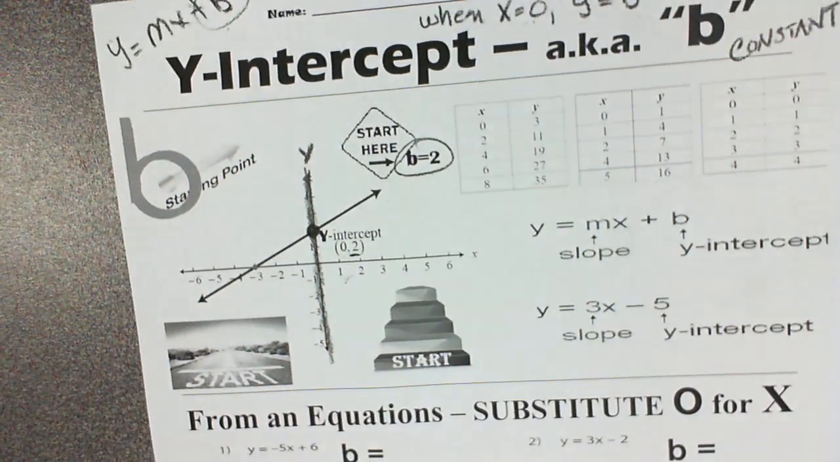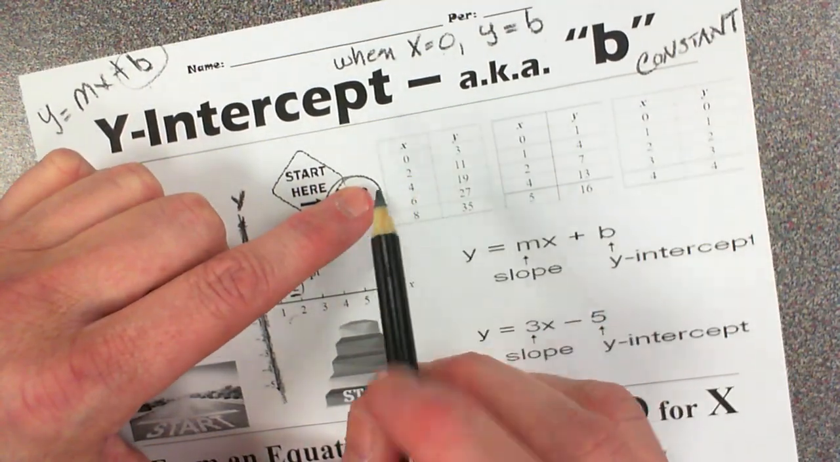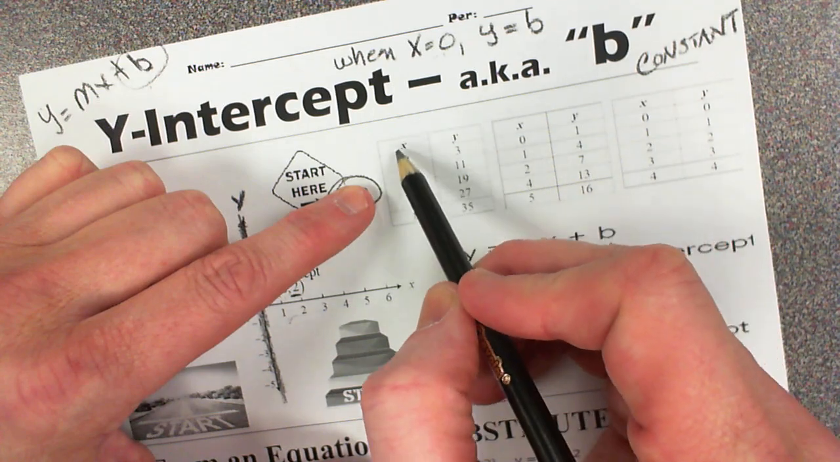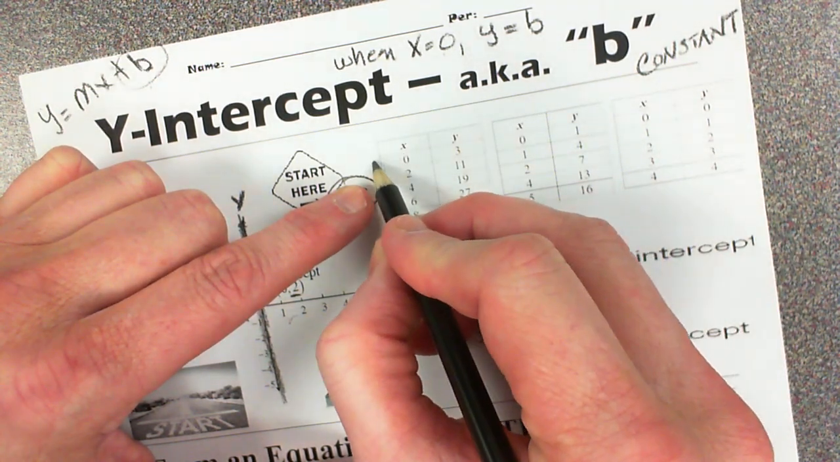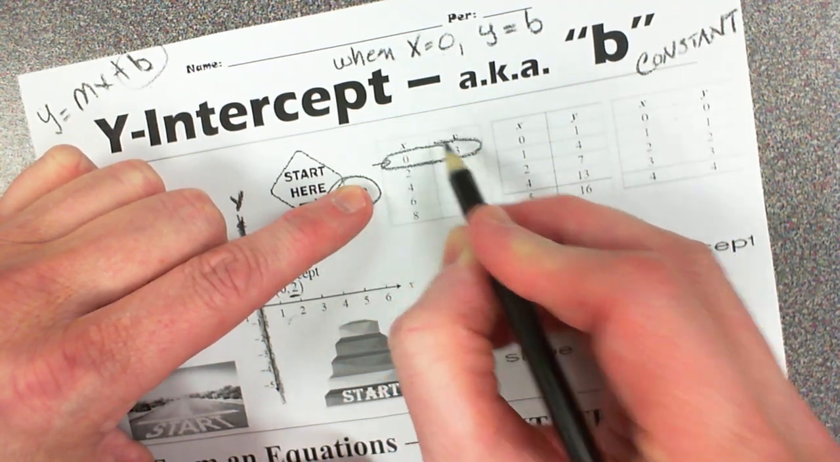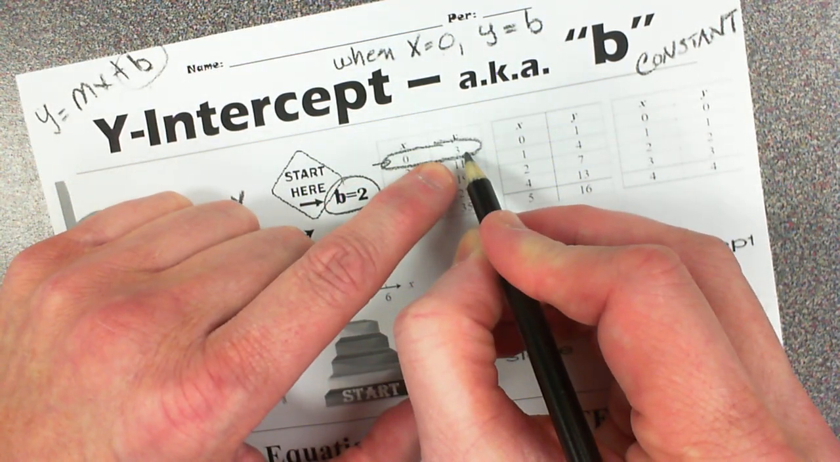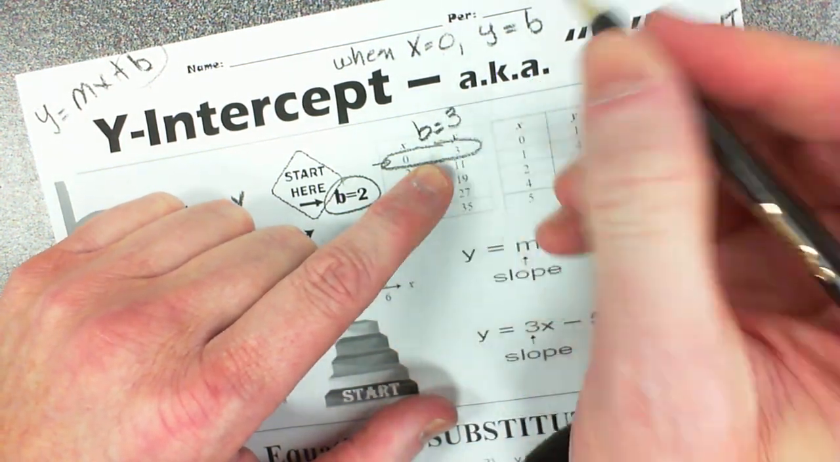Now, how does that look on a table? On this table, the first thing I want to figure out is when x is 0. Here it is on this first one. I want to circle: when x is 0, what's y? Y is 3. For this table, b is going to equal 3.